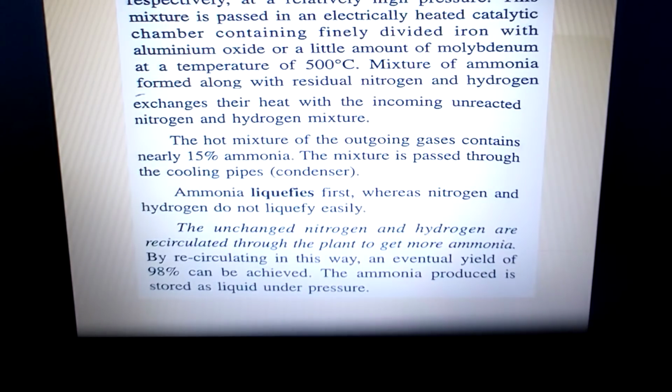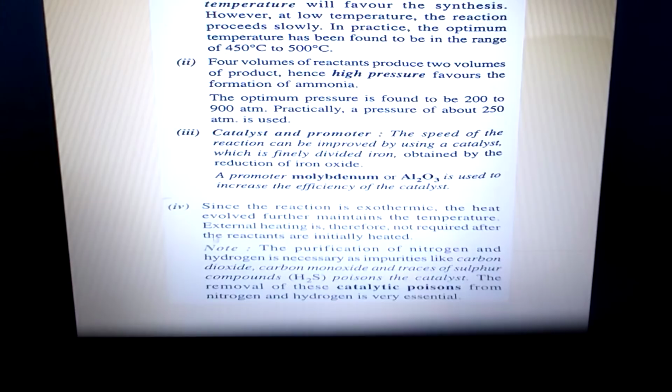Now some give reasons. First, please note down what give reason can be asked from point number 1. Point number 1 would be asking why in the Haber's process low temperature should be preferred. The answer would be, since the reaction is exothermic, low temperature favors the forward reaction, that is the exothermic reaction. In practice it has been found that at 450 to 500 degrees the efficiency is maximum.